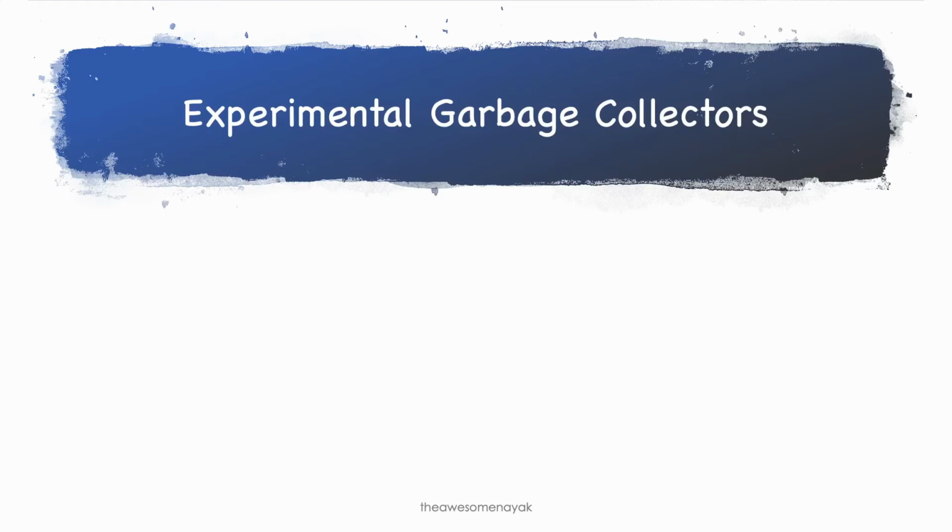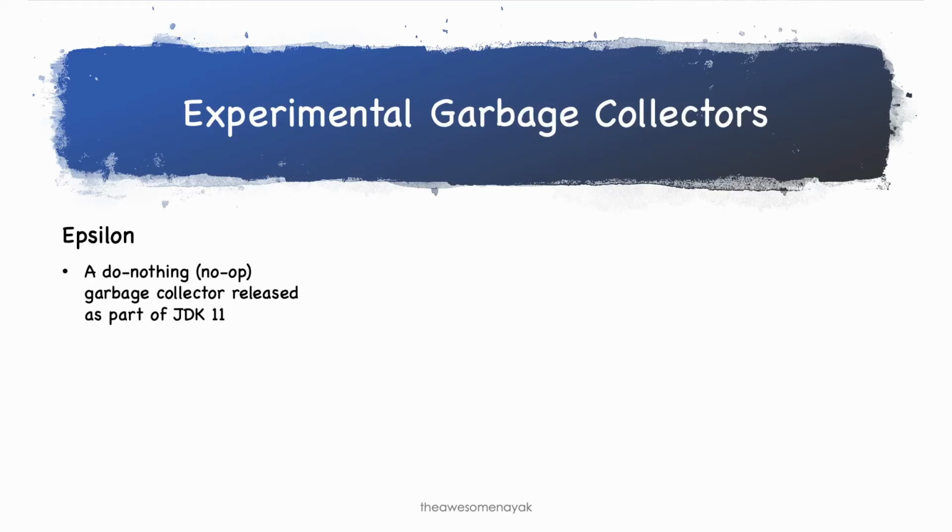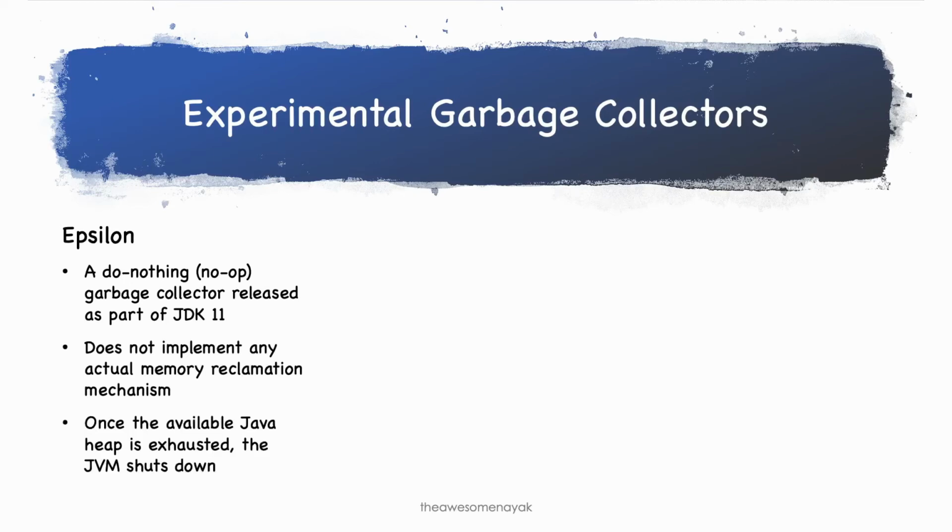Let's take a look at them. Epsilon. Epsilon is a do-nothing or a no-op garbage collector that was released as part of JDK 11. It handles memory allocation but does not implement any actual memory reclamation. Once the available Java heap is exhausted, the JVM just shuts down. So, if Epsilon does not do anything, why should we use it?